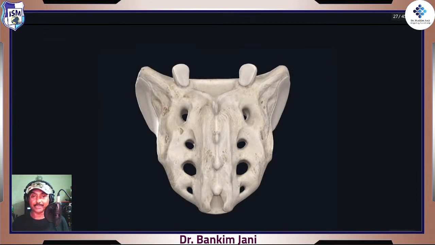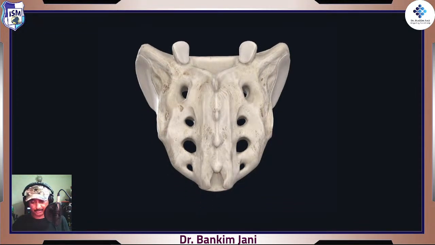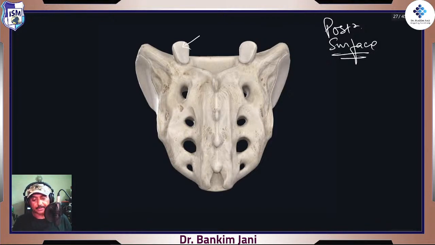Here it is. How it actually looks, right? This is how the sacrum looks from behind. So this is the posterior surface, right? This is the posterior surface of the sacrum. Here it is, this is the superior articular process, because see how it is almost facing posteriorly, right? Because the inferior articular process of L5 will be articulating with it.